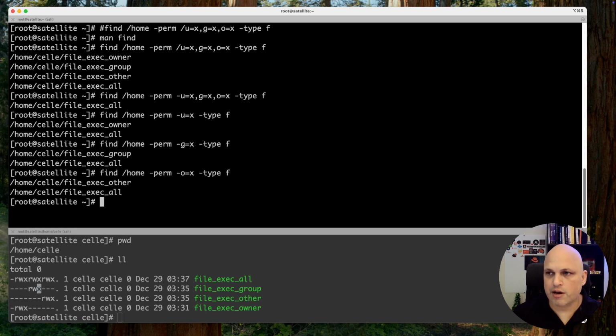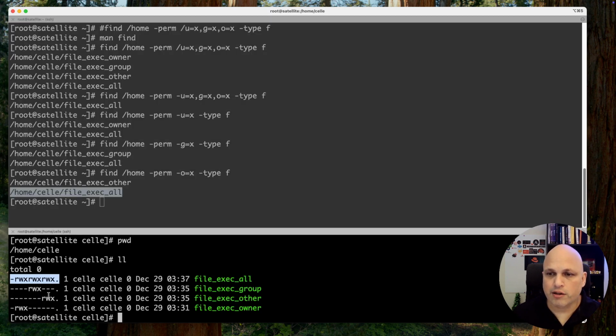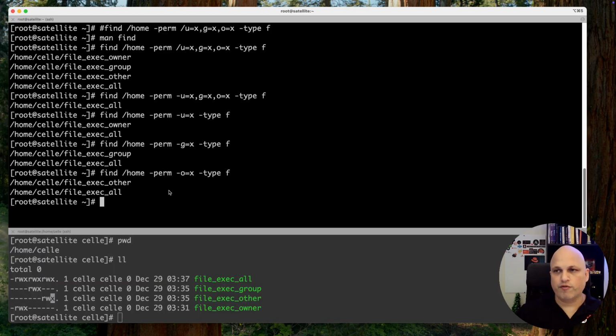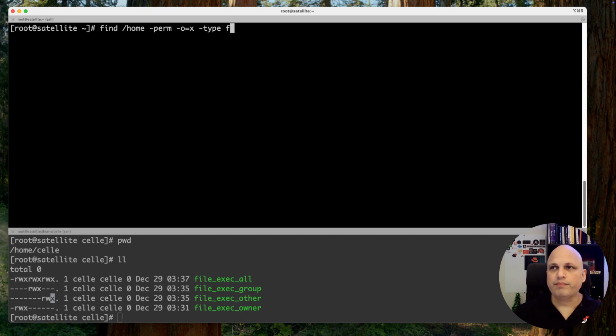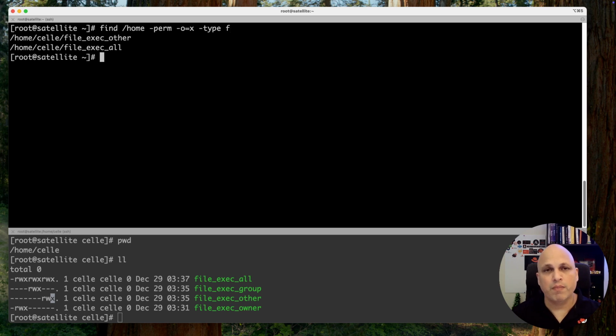Let's use the other and check this out. We have exec all for everyone. This is matching. And other, this is the file. And we can see the X over here. Hey Wally, can you give me one example? I would like to see one scenario where only other has the execution permission. And then there you go. This is one specific scenario.